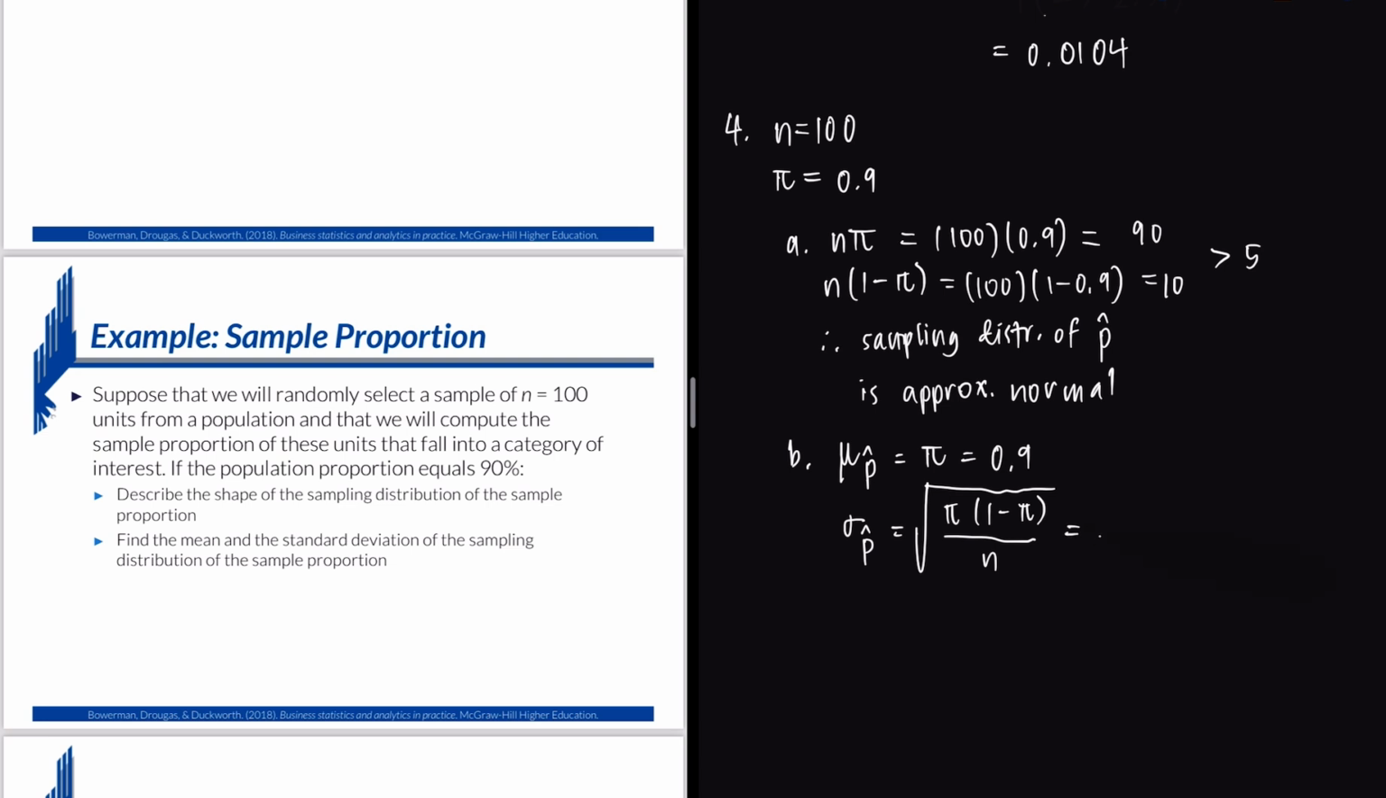So computing for this, we will get 0.9 times 0.1 over 100, and we get the square root of that, and we will get 0.03. So the standard dev of all possible sample proportions is equal to 0.03.